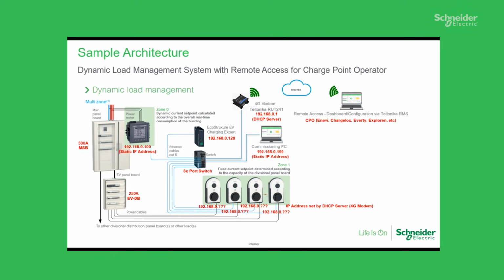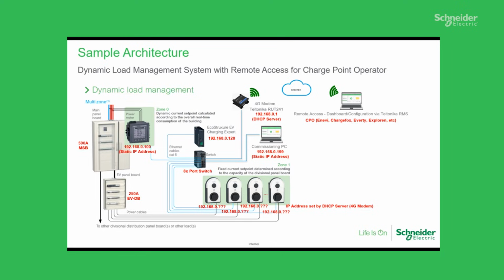My laptop is configured for a static IP address of 192.168.0.199. The PM5320 meter is configured for a static IP address of 192.168.0.100. The 4G modem is configured for an IP address of 192.168.0.1, which is going to be the gateway IP address. Each EV-Link Pro AC charger will receive an IP address from the DHCP server, which is the 4G modem.